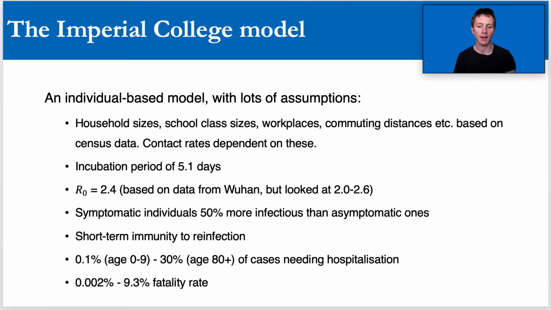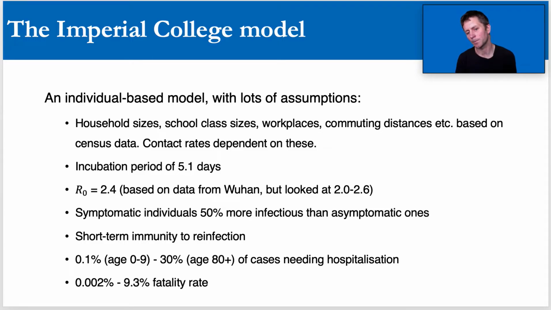To do that, you have to generate a virtual world, basically. So this model simulates things like household sizes, school class sizes, workplaces, commuting distances, and people go to school, they go to work, and then the transmission of the disease is simulated in those contexts. So of course, what that affects is the contact rates of individuals. How often are people seeing each other? That's a key element that is going to affect R0.